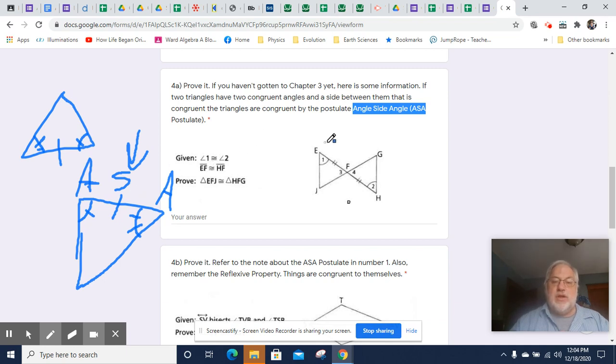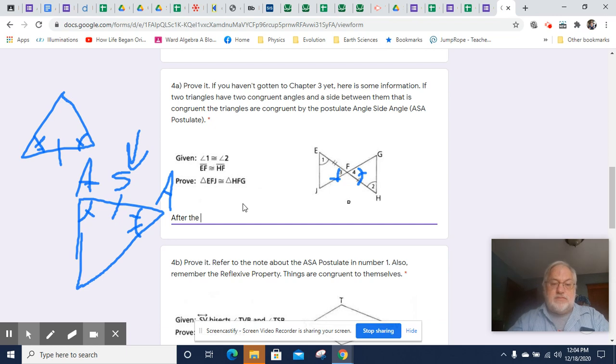So let's take a look at this. We know that angle 1 is congruent. We know that angle 2 is congruent. We also know that EF is congruent to HF. So can we prove that these two triangles are congruent? In fact, yes, we can, because there's one more angle, angle 3, and another angle 4. So these two are also congruent because of vertical angles, which you learned about in 2.8, and you've probably heard about before.